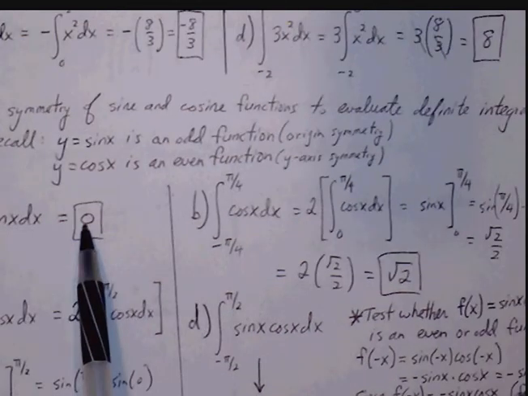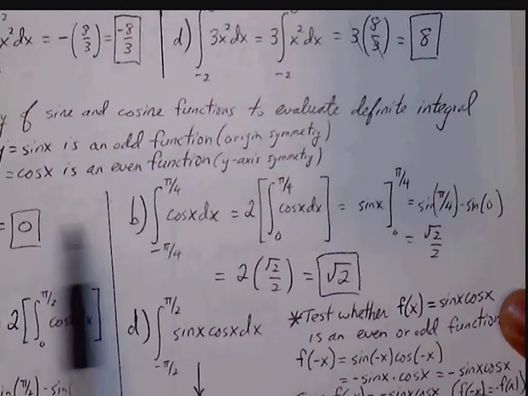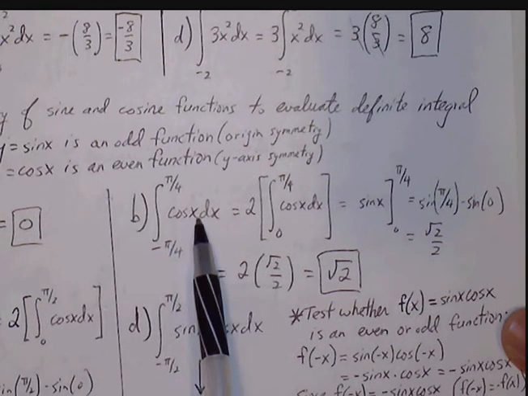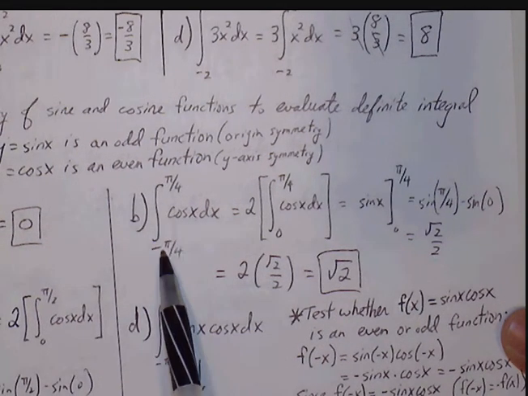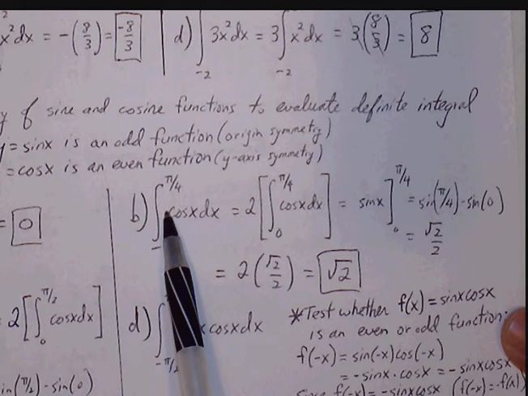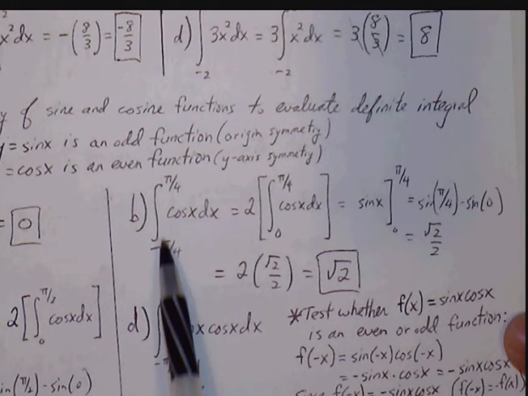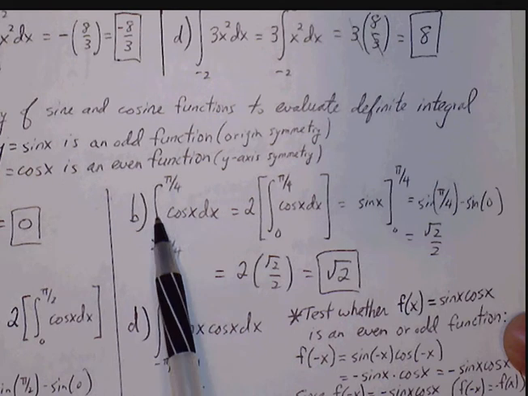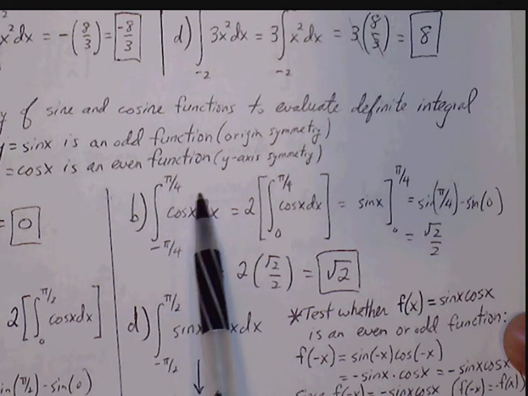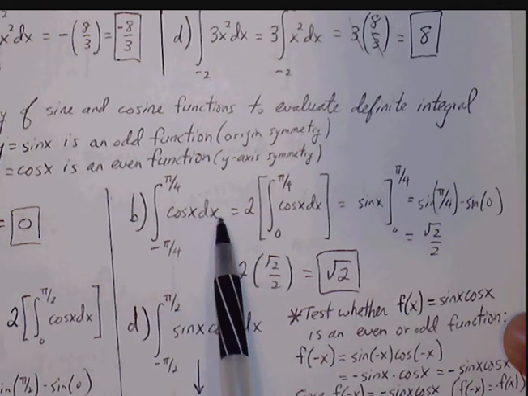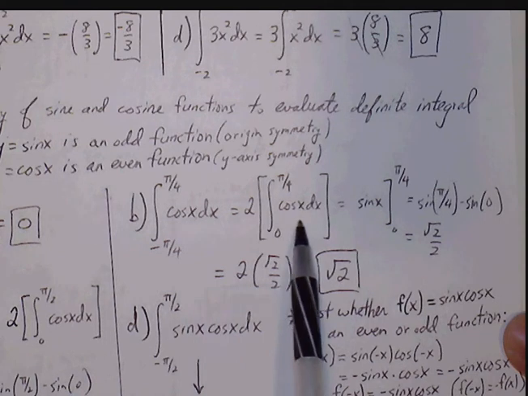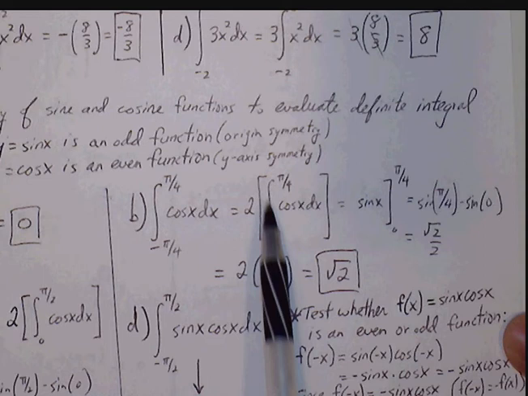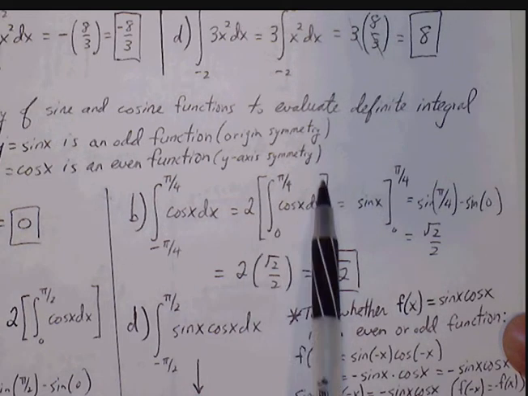Okay. For part B, cosine we know is an even function. The bounds are the same distance away from 0 on either side of the y-axis. So using properties, if we know this is an even function, then we can split this up into two smaller problems, right? If we can find the definite integral from 0 to pi over 4, then we know the other side will be doubled because it's an even function.